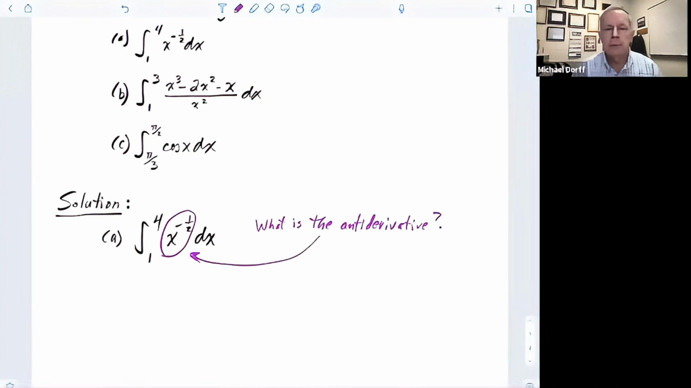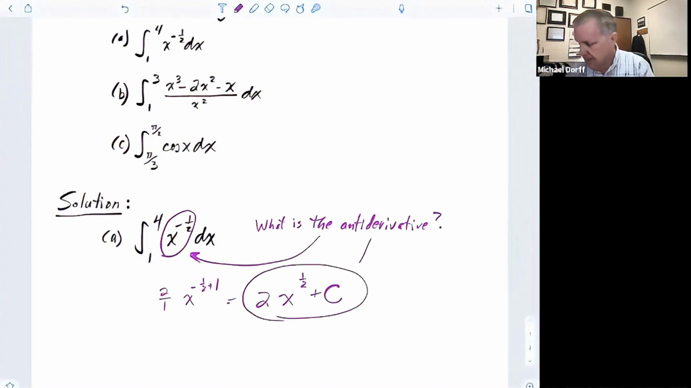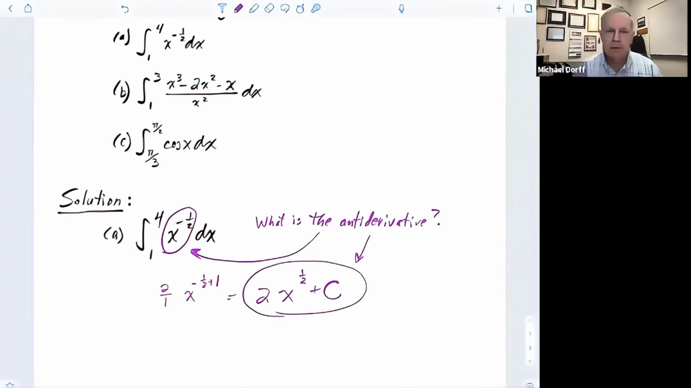Remember earlier when we talked about finding antiderivatives, if we have x to some power, we add 1 to the exponent, and then we multiply by the reciprocal of the new exponent. So I take x to the negative 1/2, add 1 to that, and get x to the positive 1/2. Now my new exponent is 1/2, so I multiply by the reciprocal of that, which is 2 over 1, or just 2. And then I have my plus c. So this is the antiderivative of x to the negative 1/2.